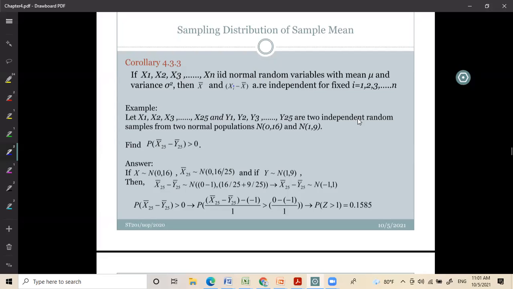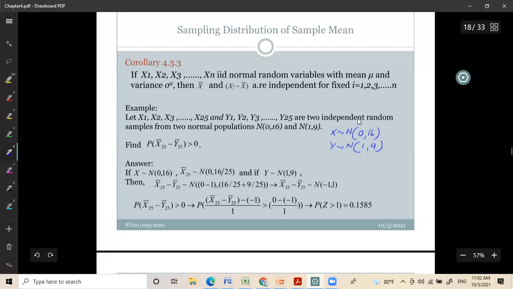There are two independent random samples from two normal populations. The first one has mean 0, variance 16. The second one, mean 1, variance 9. So if I write it again, X will follow a normal distribution of 0 and 16. Y follows a normal distribution with 1 and 9. You have to find the probability that the mean of x's minus the mean of y's, x bar minus y bar, is greater than 0. How are we going to find that?